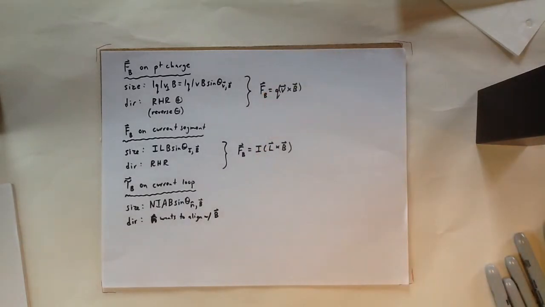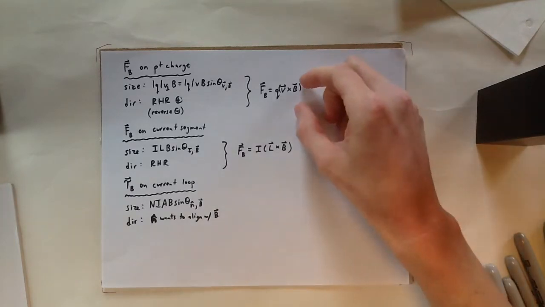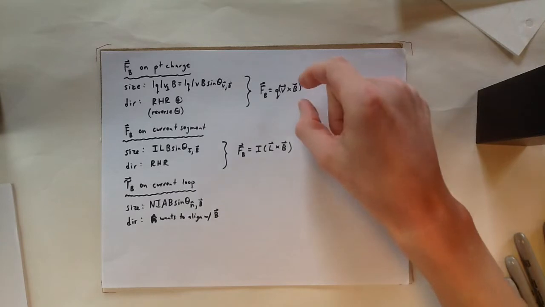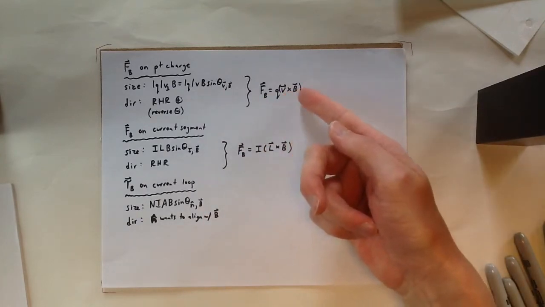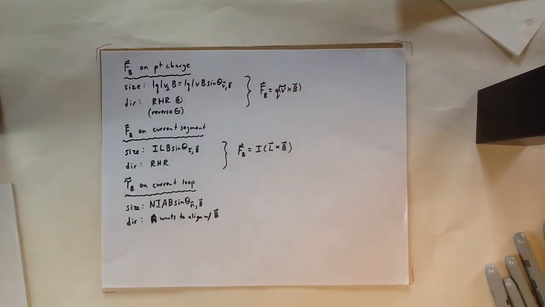Again, if you've never heard of a vector cross product in your life, you will at some point. But if you have, then this may be informative for you as to how to tackle finding the force on a charged particle when it has a velocity v and a magnetic field B.